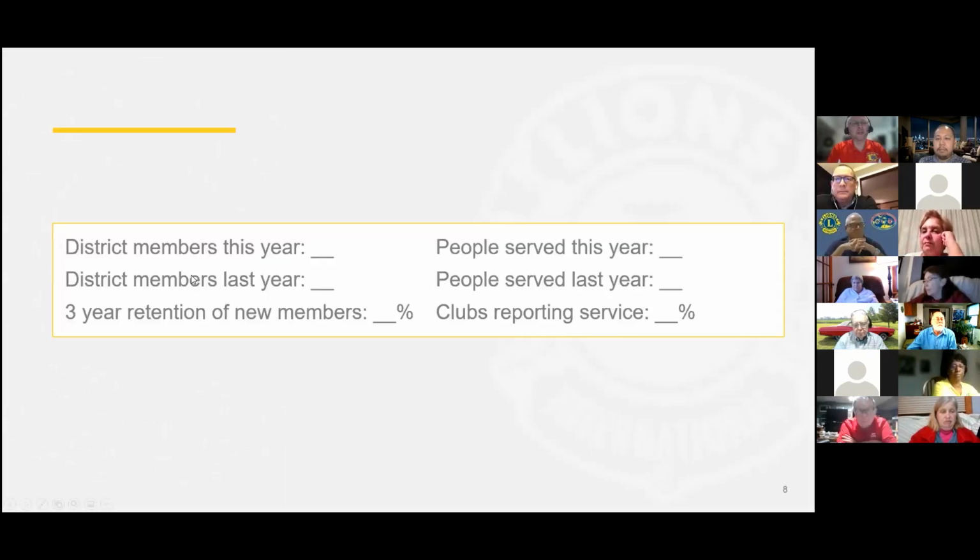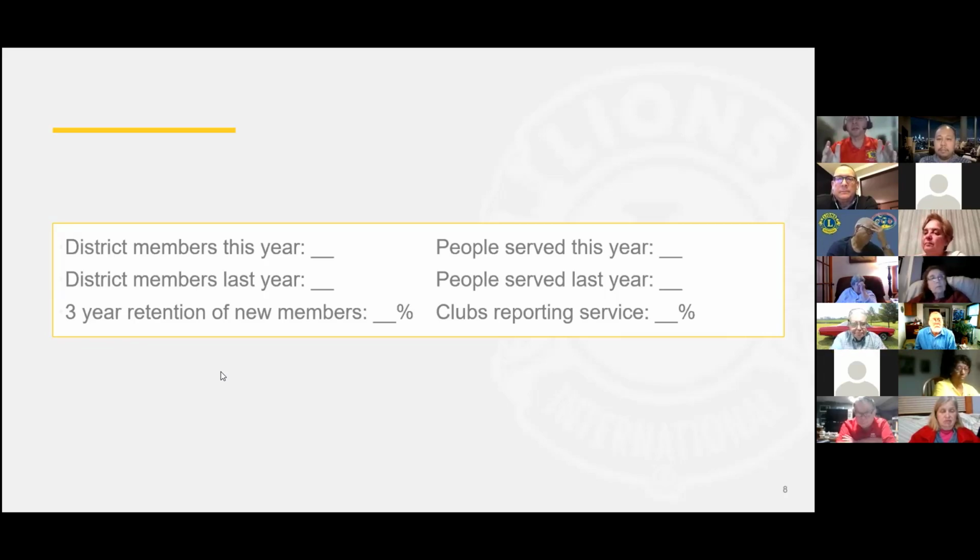And here is how many people we served last year. This is how many people we've served today. We've retained this many members over the last 3 years, and this percentage of clubs are reporting our service. You can get that information by going and logging on like you were going to the Learn Center. And I know all of you know about the Learn Center because every DGE has had assignments there. But instead of going to Learn Center, go to Insights.